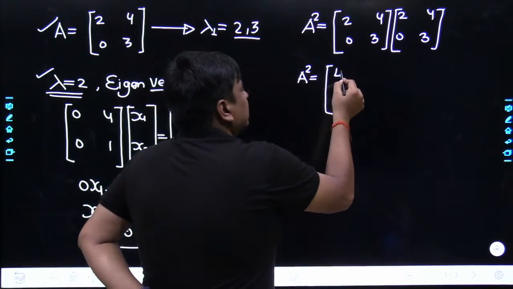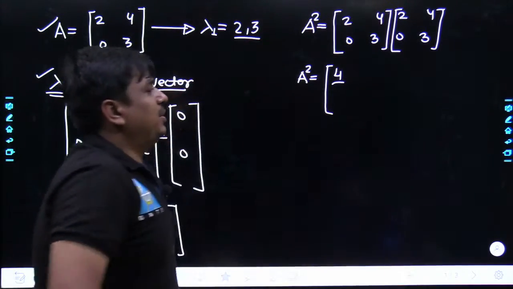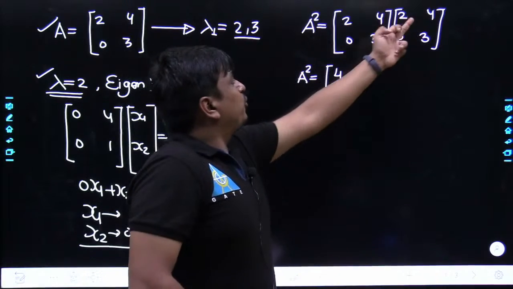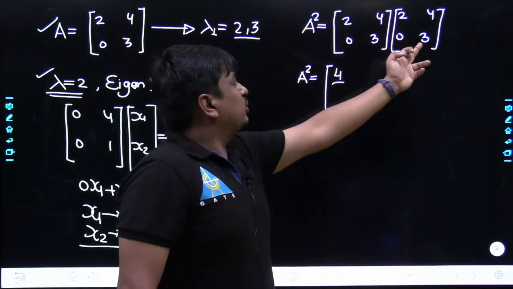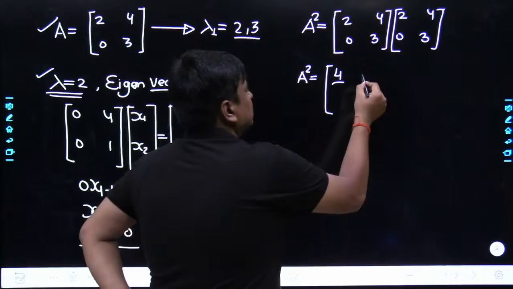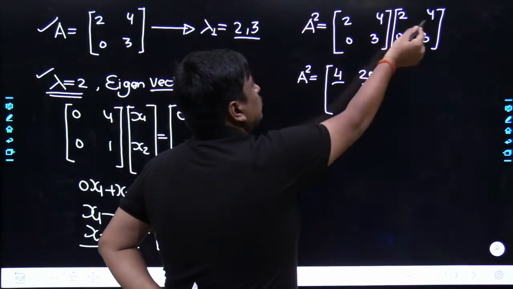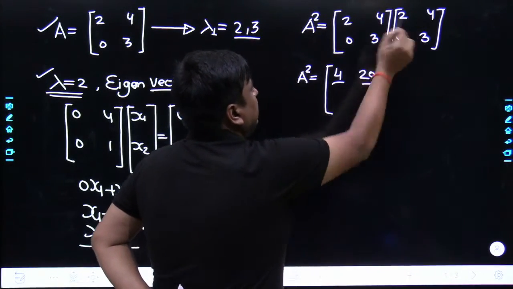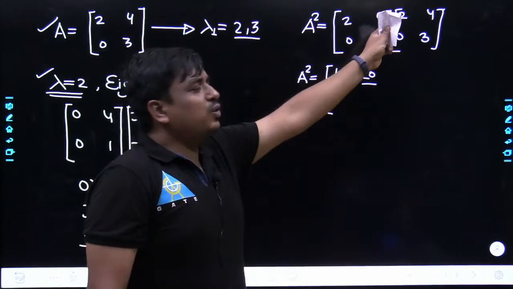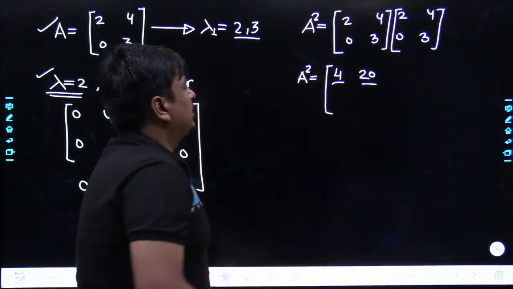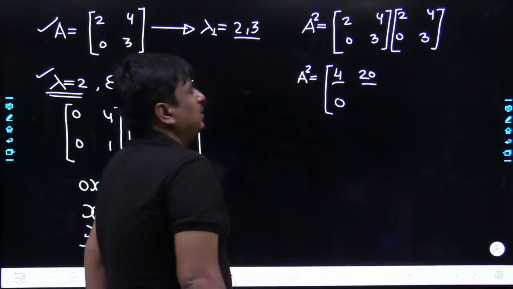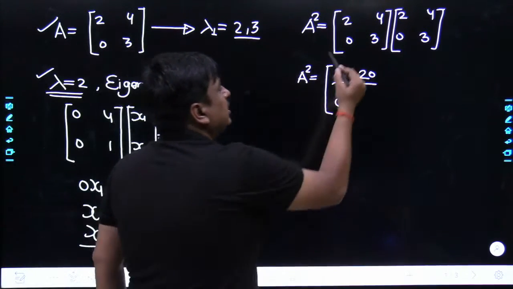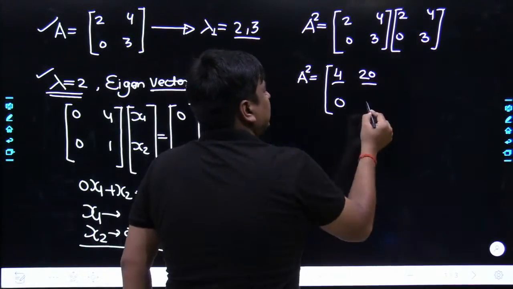If any mistake happens, you can just put it in the comment box. Similarly, 2 times 4, that's 8, and 4 times 3, that's 12, so 20 it becomes. I repeat, 2 times 4 is 8 and 20 it becomes. Obviously here 0 into 2 is 0, 3 into 0 becomes 0 again, and now here it becomes 0 into 4, that's 0, and here it's a 9.